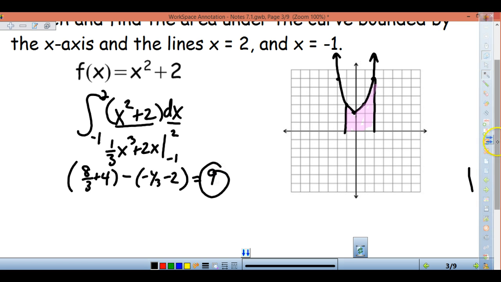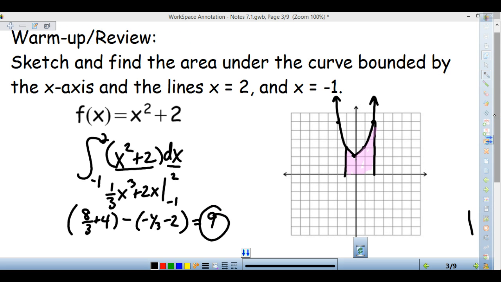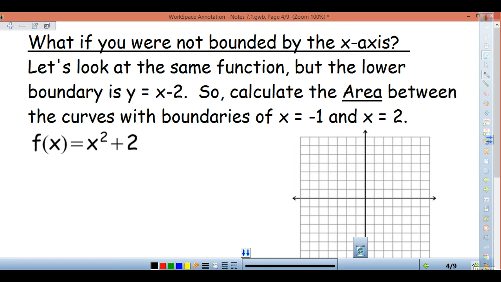So that was how we applied the idea of a definite integral back in Chapter 4. We're just going to expand what we're looking for today a little bit. For example, we'll look at a situation where our area is not bounded by the x or y axis. Let's look at the same function, f of x equals x squared plus 2, but let's let our lower bound be the line y equals x minus 2 rather than the x-axis, and we'll continue with the same boundaries of -1 and 2.